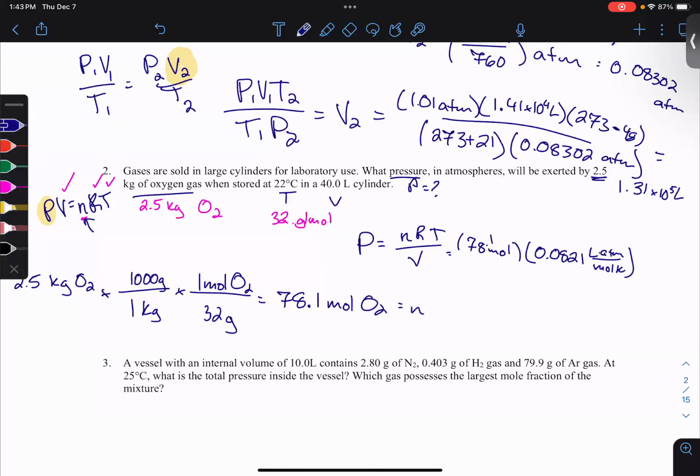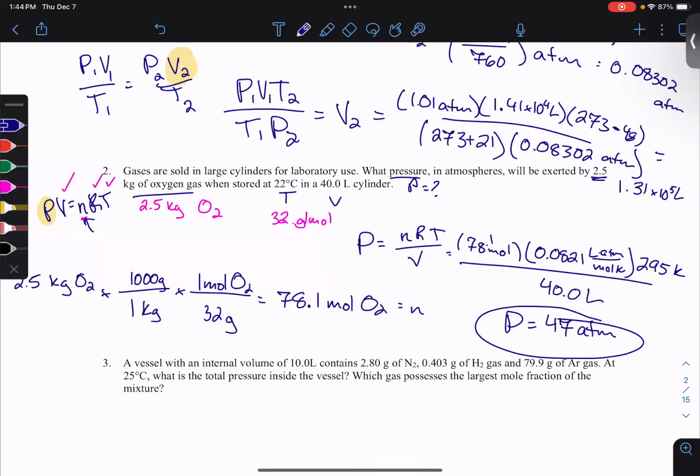So that's R. What comes next? Temperature. So what is this? 22 degrees Celsius. So what is that? 295 Kelvin. Is it 295? Yeah, okay, good. And then volume is 40 liters, right? So probably, since all of this is multiplication, 2 sig figs is probably best here, because it's 2.5 kilograms. So the pressure here, once you plug everything in, is 47 atmospheres. And the reason pressure is in atmospheres is because the R gas law constant we're using has atmosphere within it.